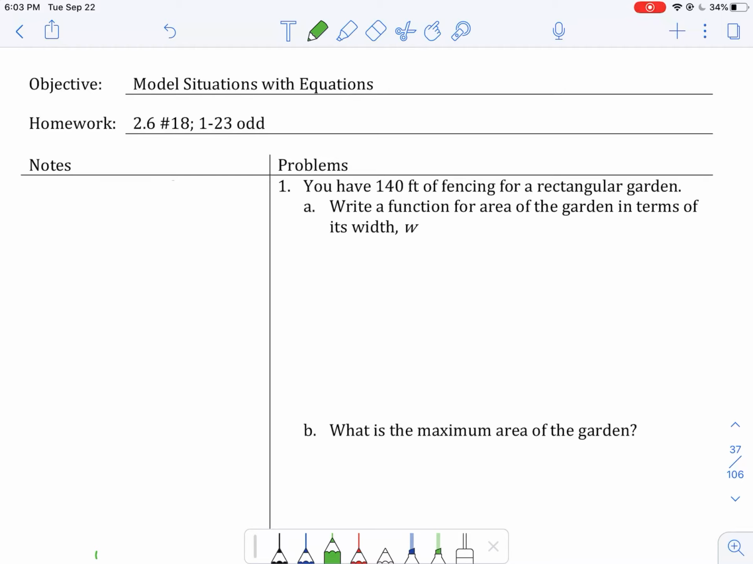All right, everyone. So here is our last lesson of the week. We are going to be in Chapter 2, Section 6. And we're going to talk about modeling situations with equations.